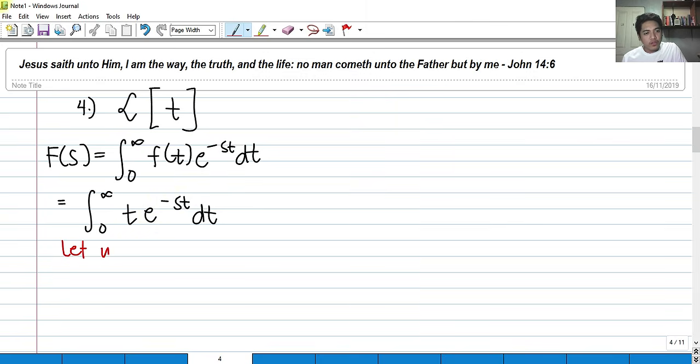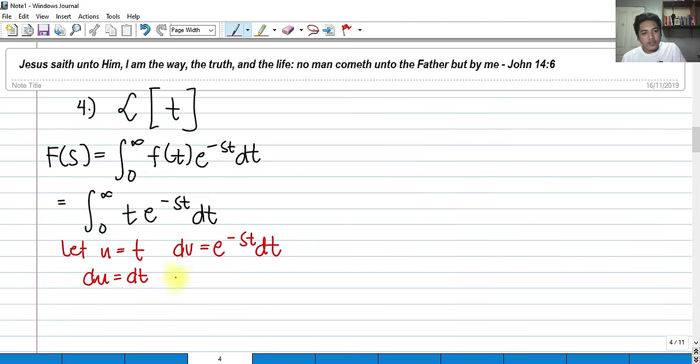We have to let u, priority in choosing u is LIATE: logarithmic, inverse, algebraic, trigonometric, and exponential. Priority in choosing u. So, this is what? A polynomial, let's say, with a degree of 1. That is, let u is equal to t. So, the derivative of u with respect to t is simply dt. And the remaining is our dv, e raised to negative st dt.